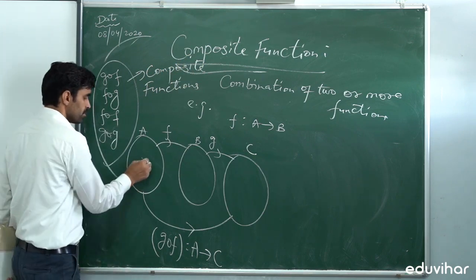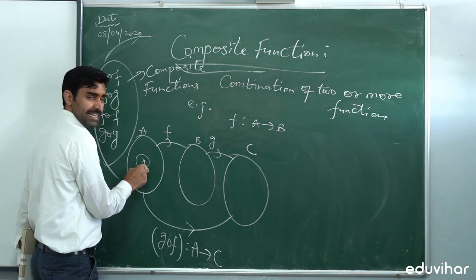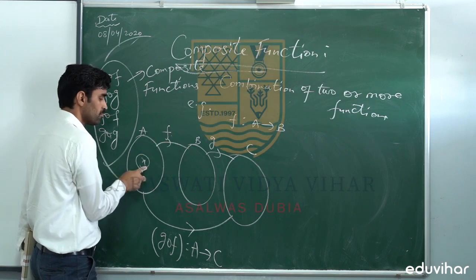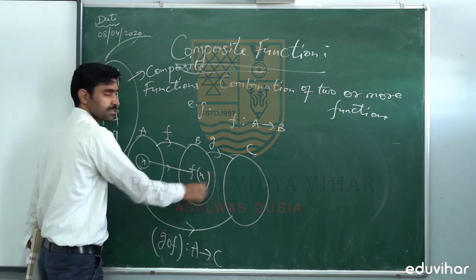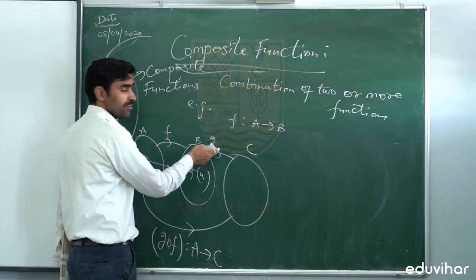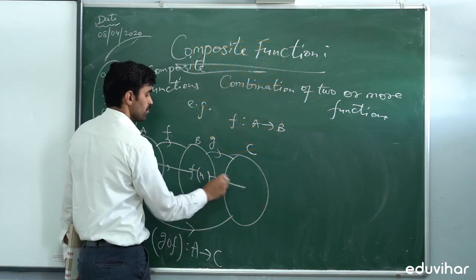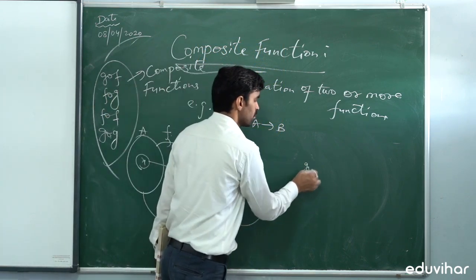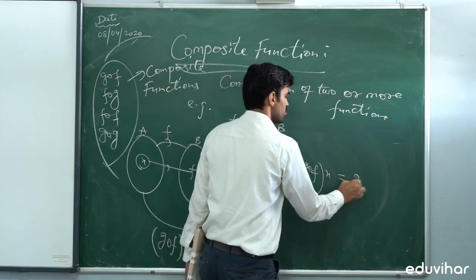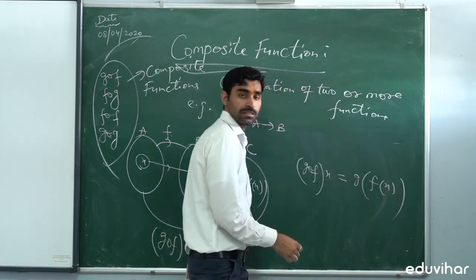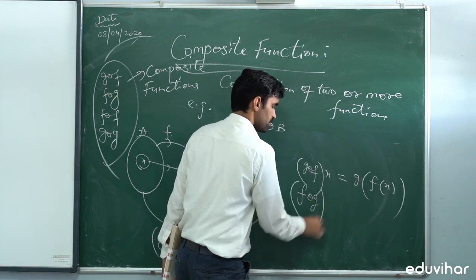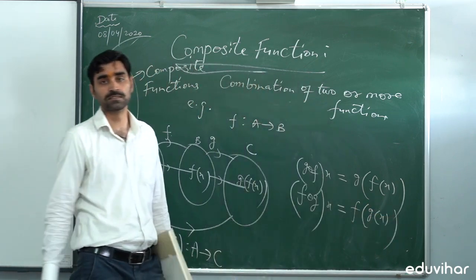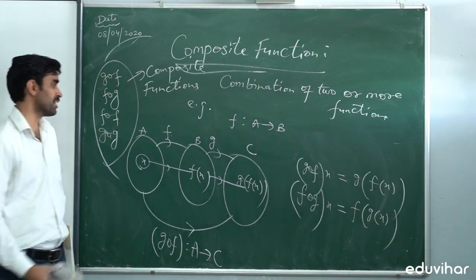Here you can say if this is x in the domain, then if we apply function f on the domain, we will get f(x). If we apply the function g on the given function, then we will get g of f(x). In this way, we can say gof of x is equal to g of f(x), or fog of x is equal to f of g(x). Now some properties.